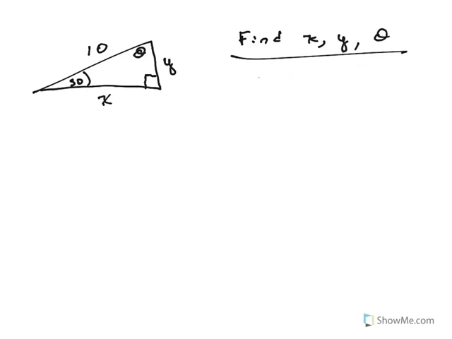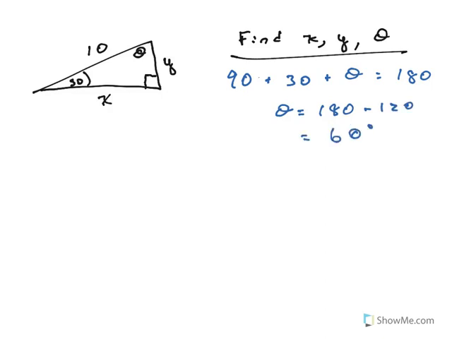What else do I know? I know the relationship between angles. Can I use that? In this case, I can. I notice I have the 90, I have a 30, and then theta is what I'm looking for. And what I know is that if I add all these together, I better get 180. So if I do this, I get theta equals 180 minus 120, which tells me theta must be 60 degrees.